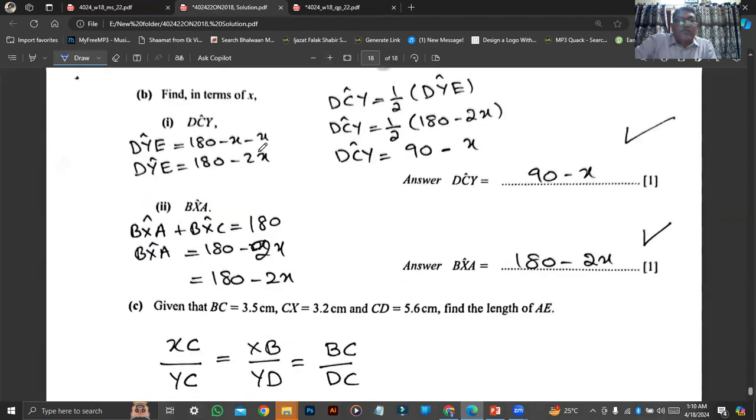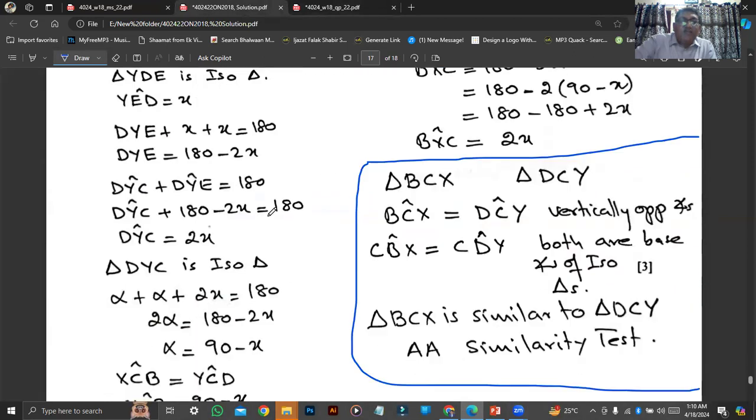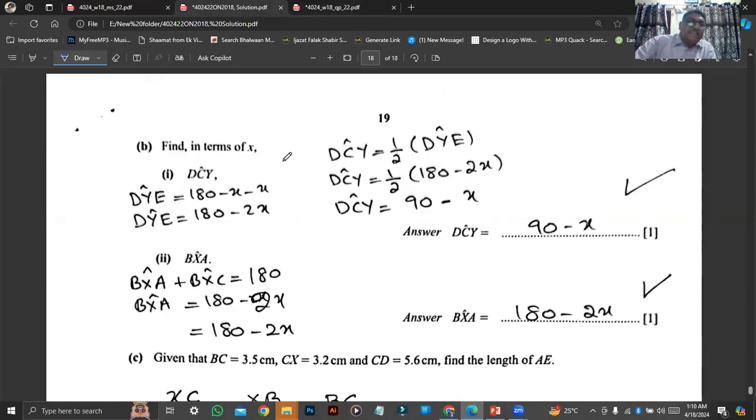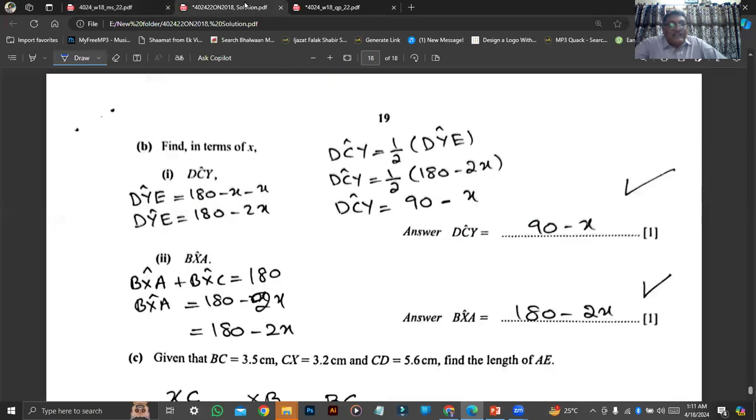And so once I know that the DYE angle is 180 minus 2x, then I can tell this alpha. Alpha will be equal to DCY, which is half of the DYE. Angle at the center is 2 times angle at the circumference, so the angle at the circumference will be half of the angle at the center. So it is 1 by 2 of the 180 minus 2x, so it will become 90 minus x. So the DCY will be 90 minus x. I hope you understand. It is 90 minus x, and that's the right answer, sir.